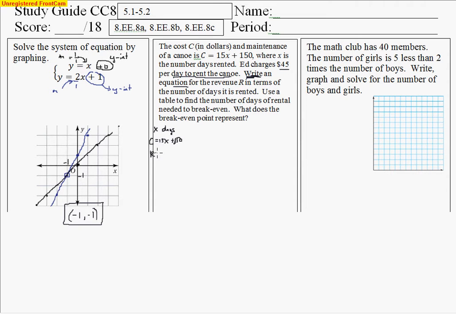And then my revenue equation. So here's part of the answer right here. The revenue equation is $45 times the number of days. So x is days, so it's going to be 45x. This is part of the answer right here. And from that point, we'll go ahead and fill in this chart.